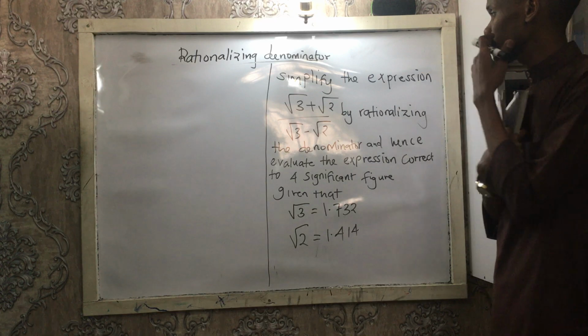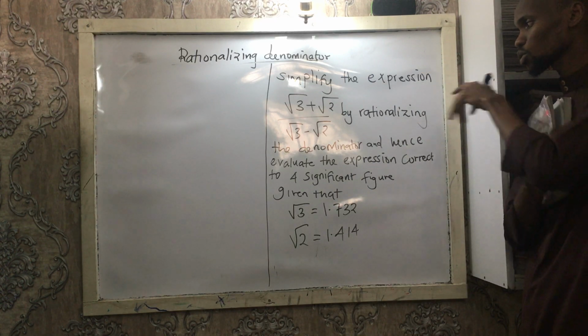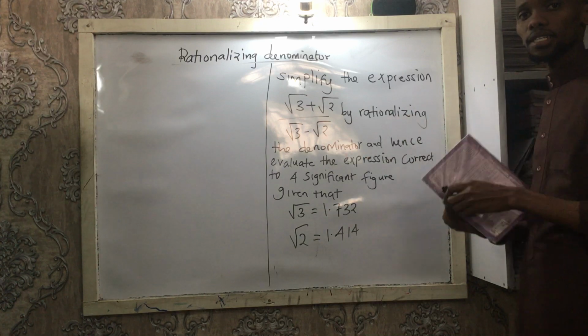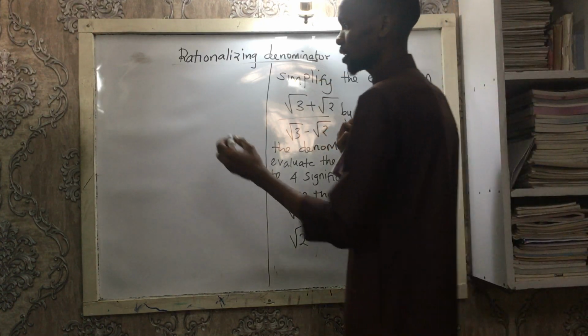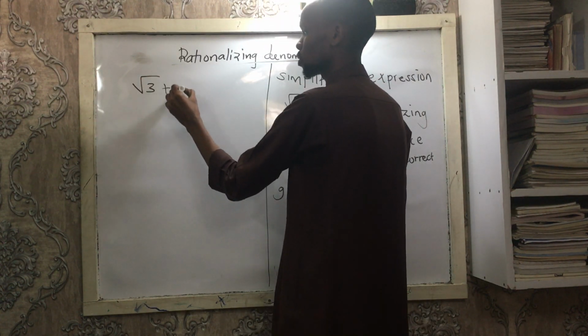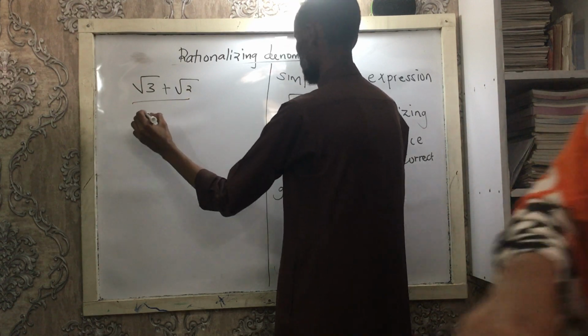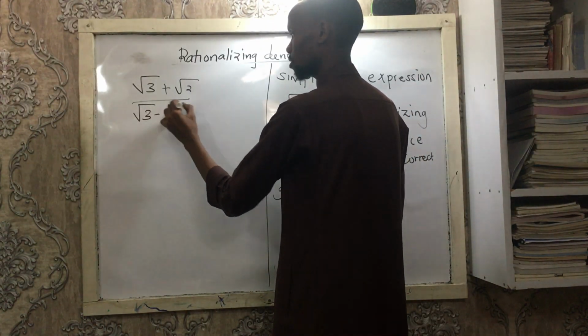Okay. So simplify the expression, the root of 3 plus the root of 2 over the root of 3 minus the root of 2, by rationalizing the denominator. That's the first part of the question we are going to do first of all. I know we did it yesterday. So we have the root of 3 plus the root of 2 over the root of 3 minus the root of 2.